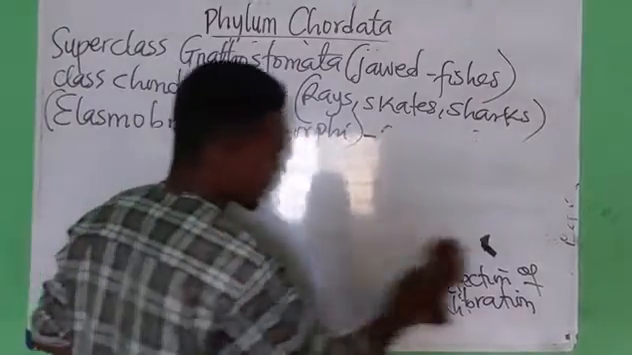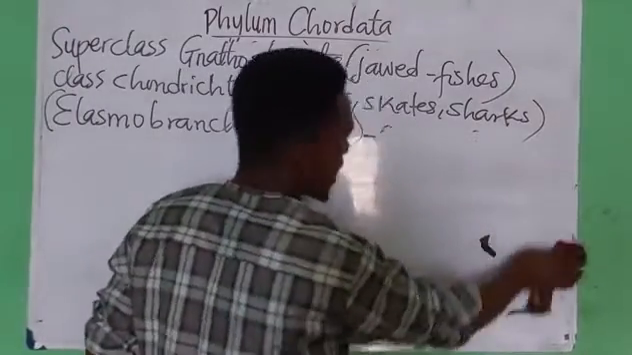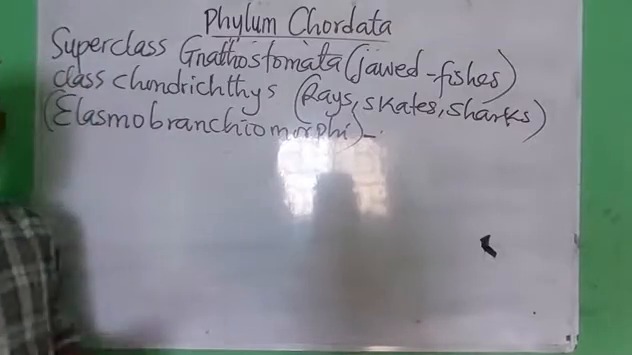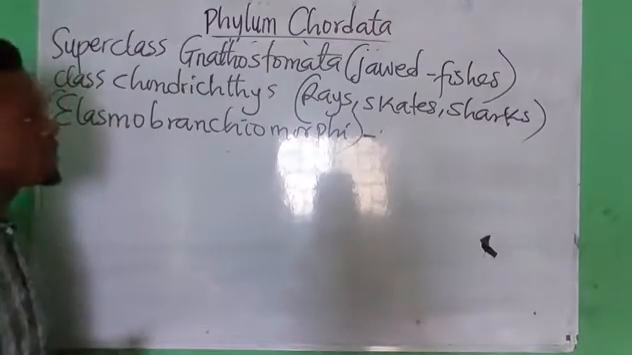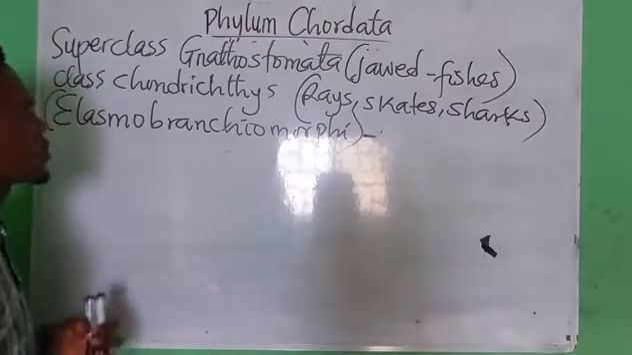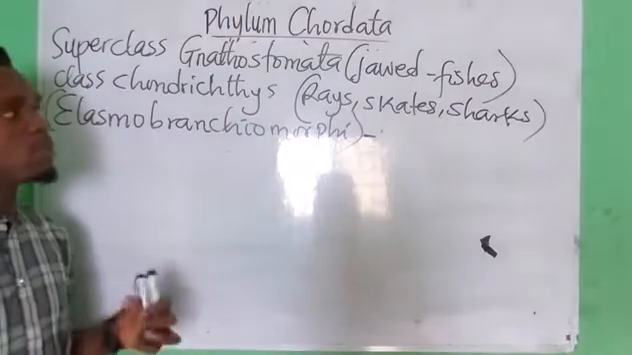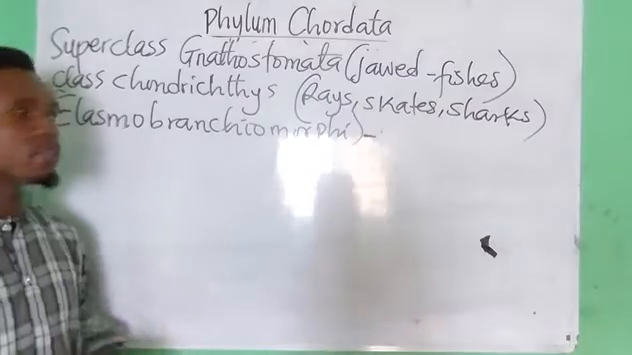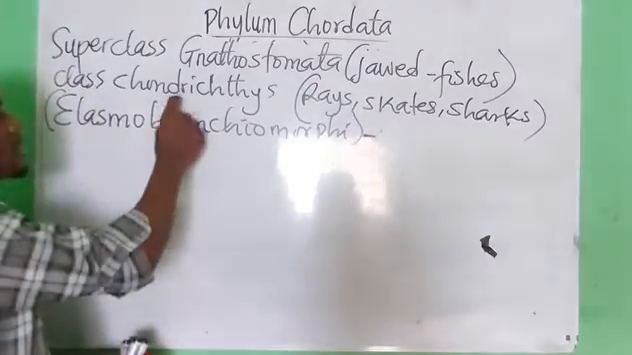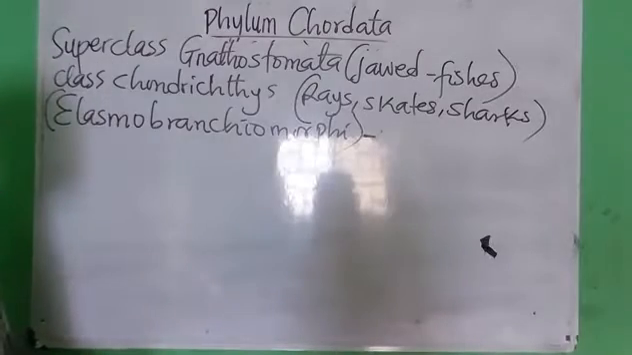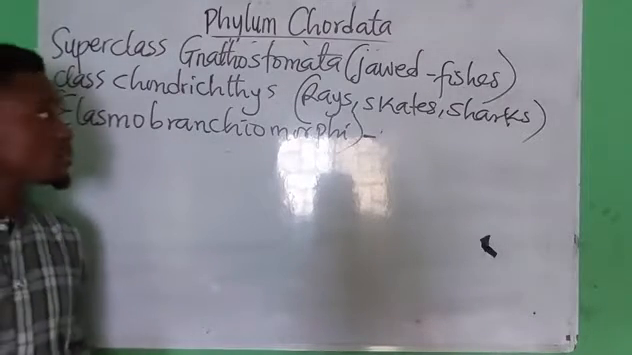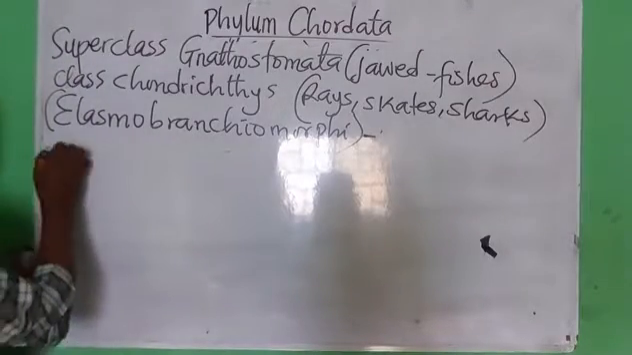The next class is class Osteichthyes. They are bony fishes, which means that their skull is made up of bones and not cartilage, unlike the chondrichthyes. Yes, it's correct. So that is all.